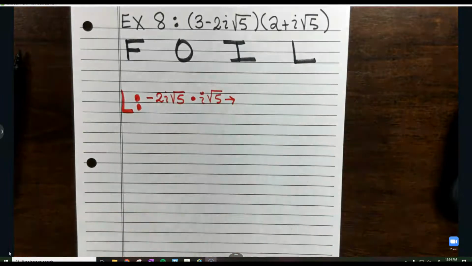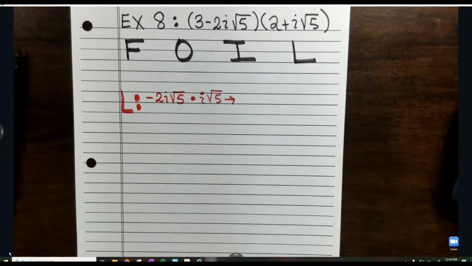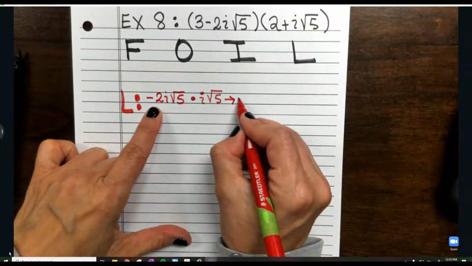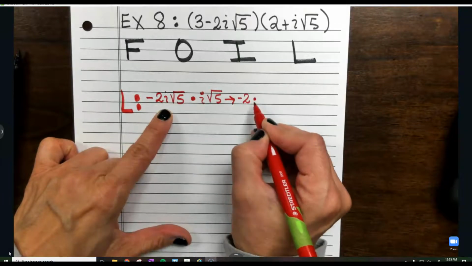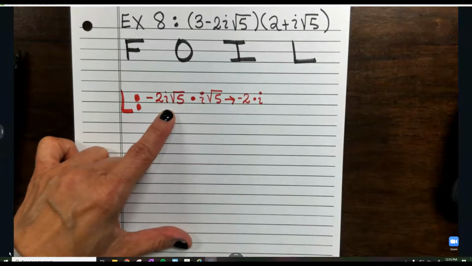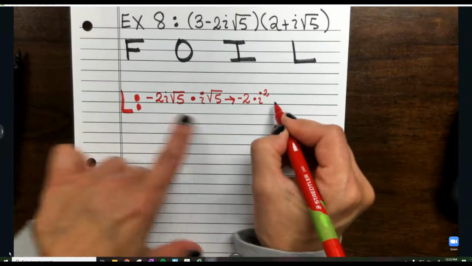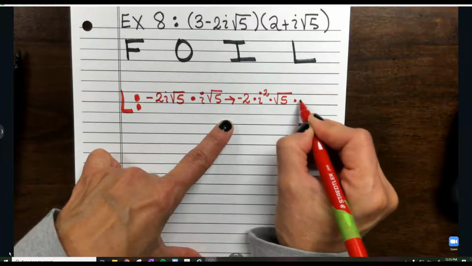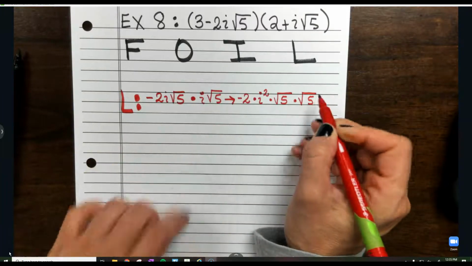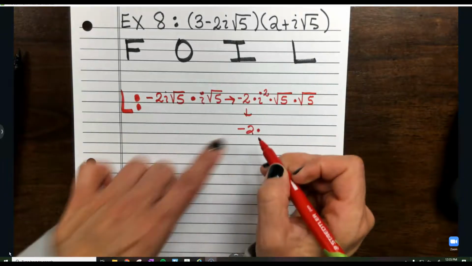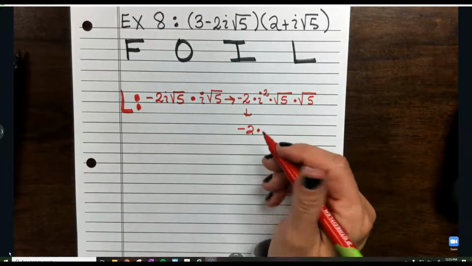And guys, categorize them. I'm going to put all of my real numbers together, I'm going to put my i's together, and I'm going to put my roots together. The only real number I have is a negative 2, so it's going to be negative 2, and now I'm going to put my i's together. How many i's are there? i squared. Now I'm going to put my roots together. So root 5 times root 5. All right, so negative 2 times, again, what is i squared?